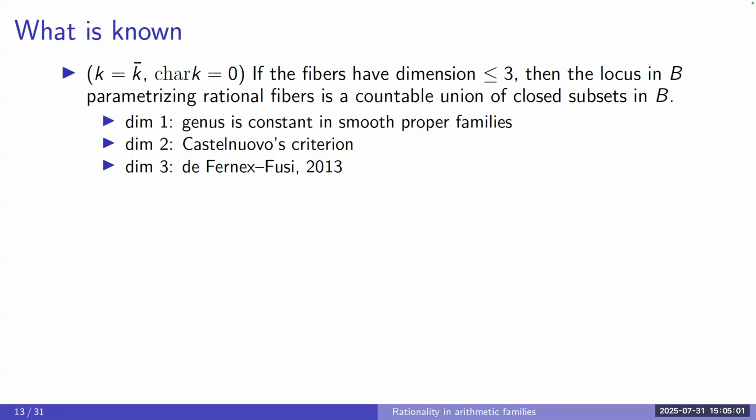So first off, if I work over an algebraically closed field of characteristic 0, then in low dimensions, so if the fibers have dimension less than or equal to 3, then the locus in the base which parameterizes rational fibers is going to be a countable union of closed subsets in that base. In dimension 1, this just follows because the genus is constant in smooth proper families. In dimension 2, it's a consequence of Castelnuovo's rationality criterion. And then in dimension 3, this is a result of de Fernex and Fusi.